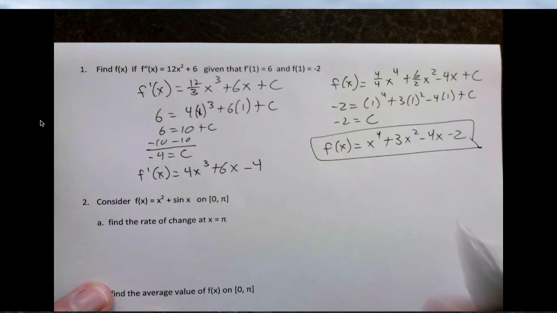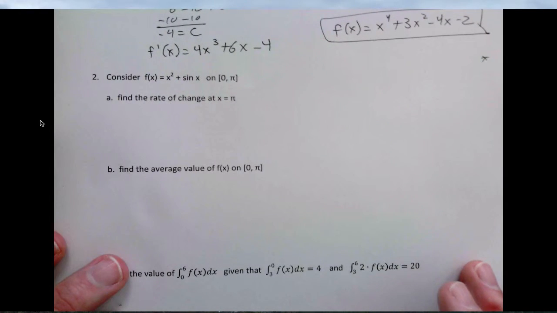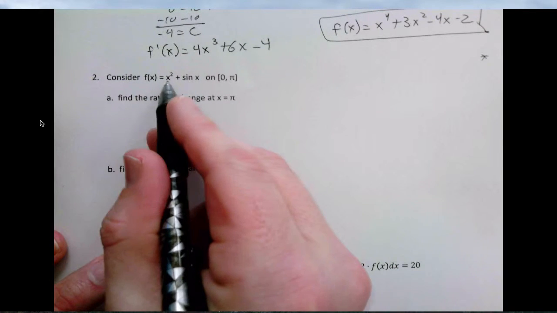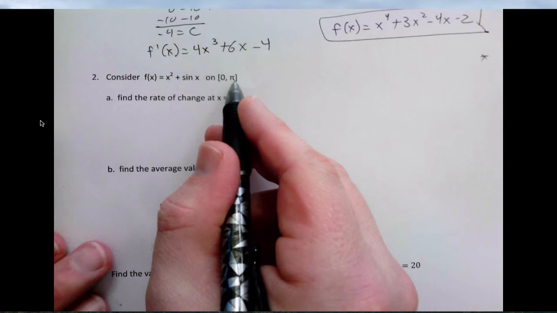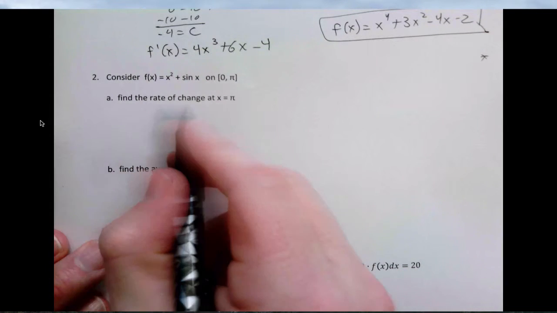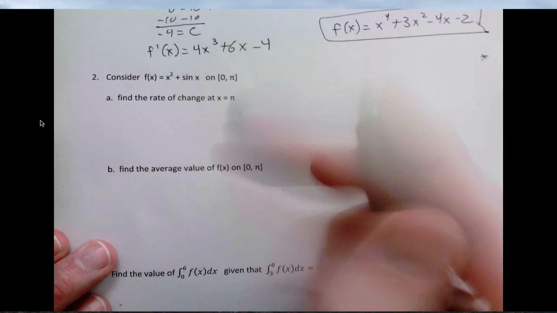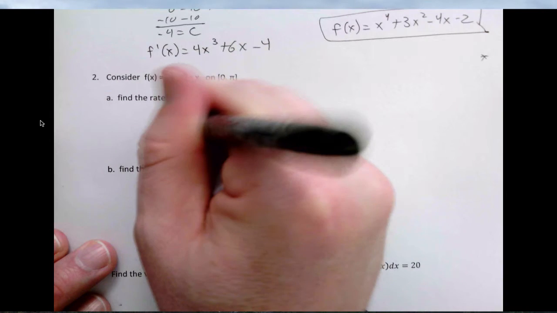All right. Okay, the next one says consider f of x equals x squared plus sine of x on 0 to pi. So we have a set domain. Find the rate of change at x equals pi. The rate of change is the derivative.